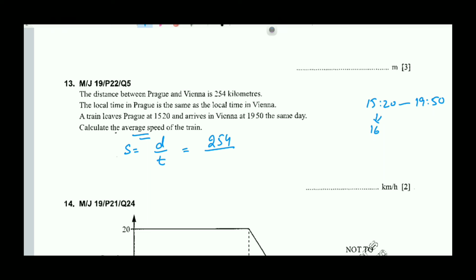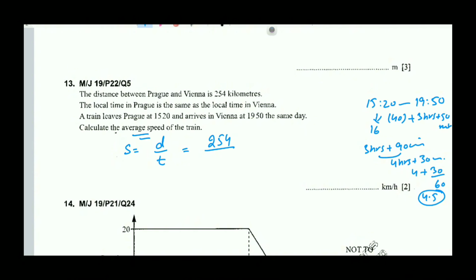Till 16:40 minutes, plus 17, 18, 19, that is 3 hours, plus again 15 minutes. So 3 hours plus 90 minutes, which means 60 will go there. So 4 hours plus 30 minutes, which means you will convert 30 into hours: 4 plus 30 over 60, that is 4.5.